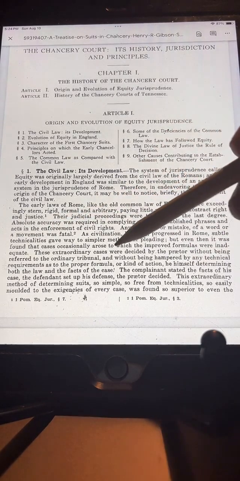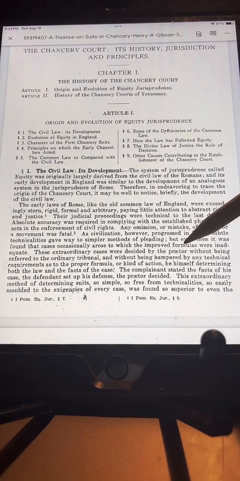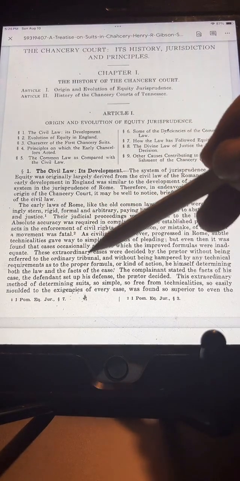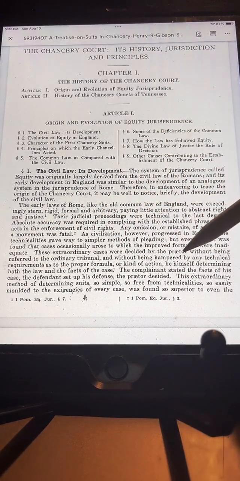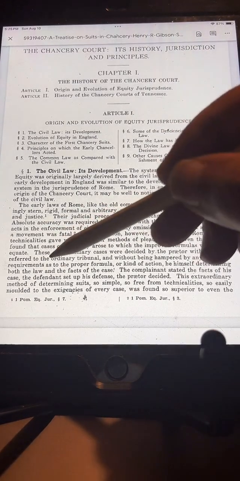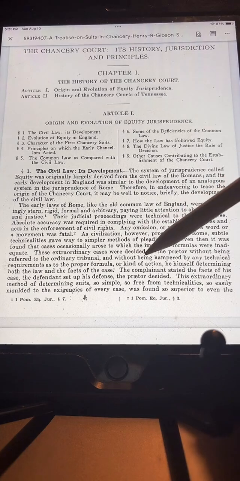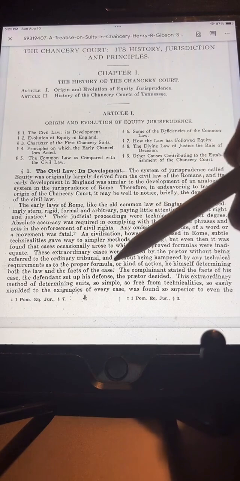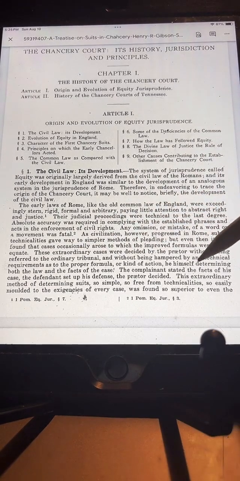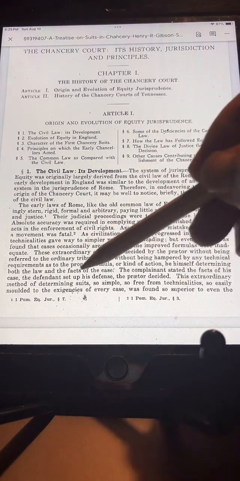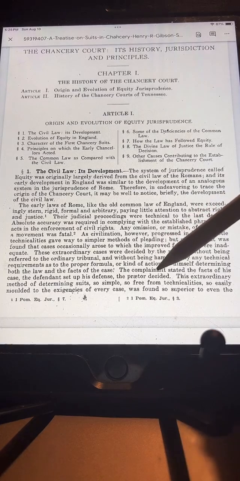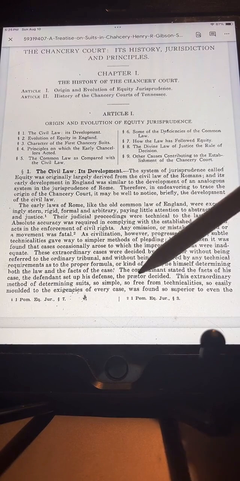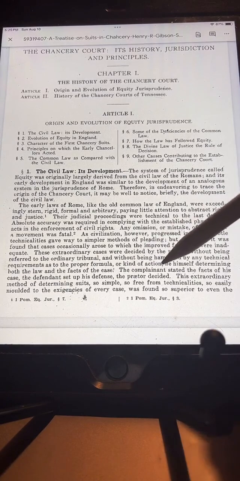These extraordinary cases were decided by the praetor without being referred to the ordinary tribunal, and without being hampered by technical requirements as to the proper formula or kind of action, he himself determining both the law and the facts of the case. The complainant stated the facts of his case, the defendant set up his defense, and the praetor decided.